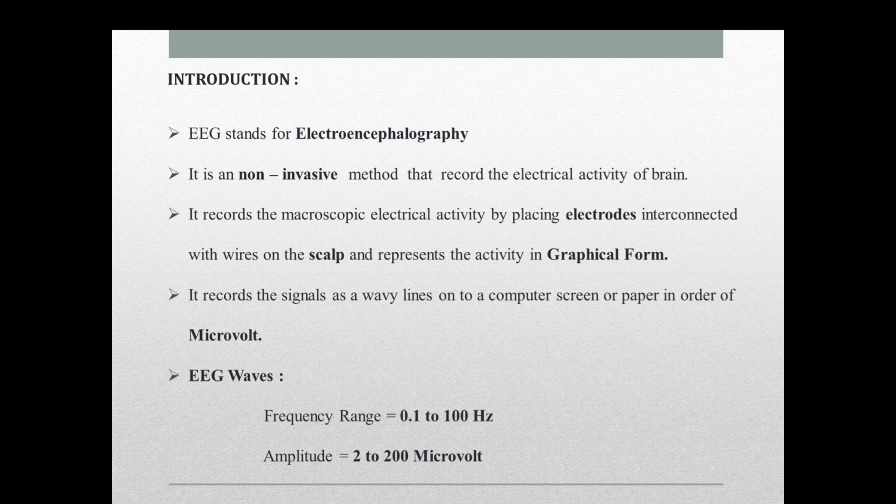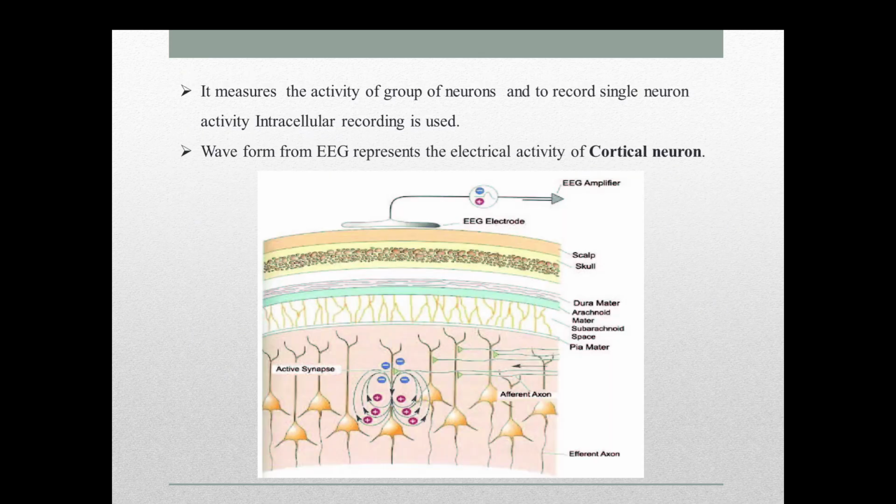It is in the order of microvolts, and EEG waves have a frequency range of 0.1 to 100 Hz and an amplitude range of 2 to 200 microvolts. EEG measures the electrical activity of a group of neurons, and it does not record the activity of a single neuron. The activity of a single neuron is recorded by the intracellular method. That is a separate concept.